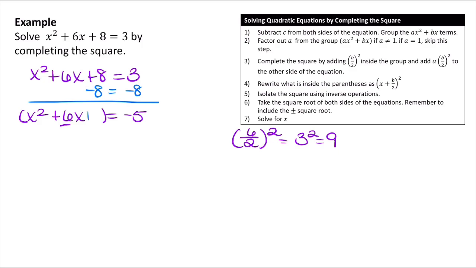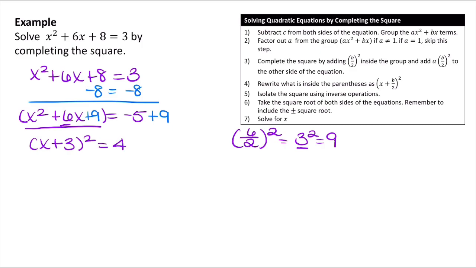So I'm going to add 9 on the inside of this group, which means I need to add 9 over here to balance out this equation. Remember that this is now going to become a perfect square trinomial that I can write as x plus b over 2, which remember was 3. So I have x plus 3 squared, which is equal to negative 5 plus 9, which is 4.